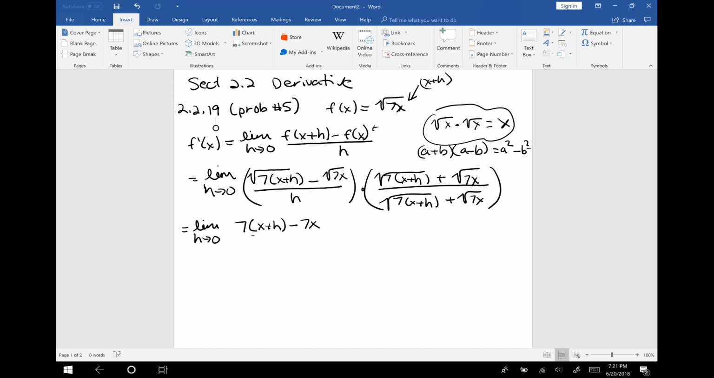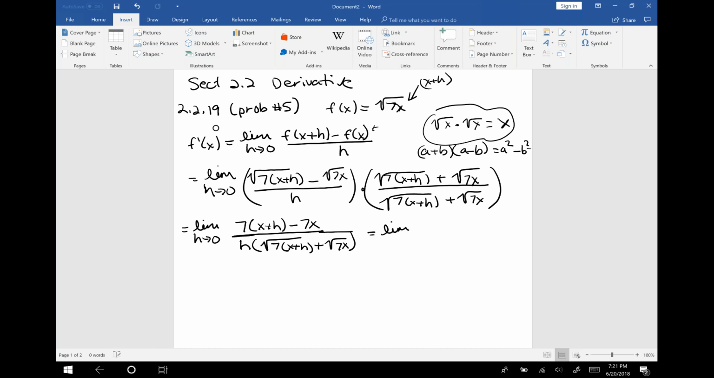And then we're going to divide that whole thing by that denominator. I'm not going to do anything with that denominator. I'm just going to leave it as h times the square root of 7 times x plus h. I'm just copying it, plus the square root of 7x. Okay, so it's h times that.